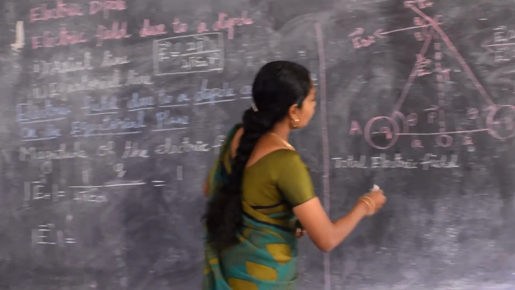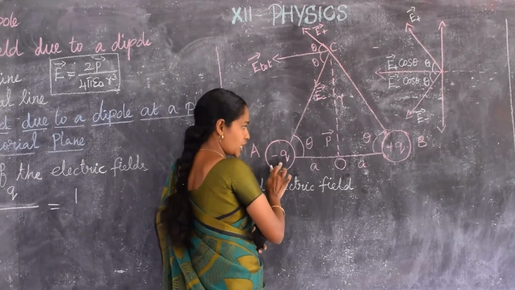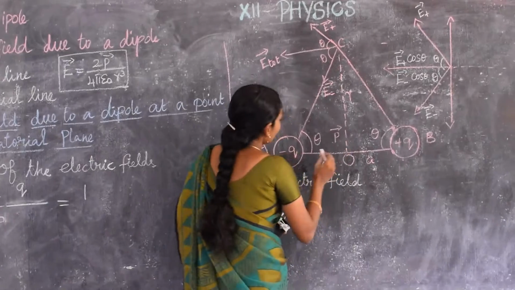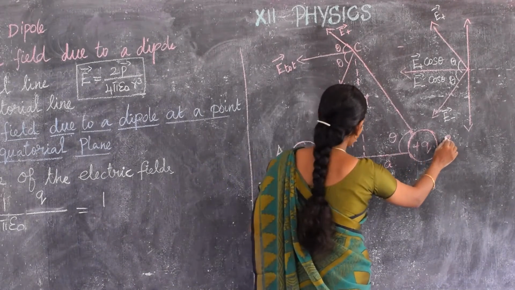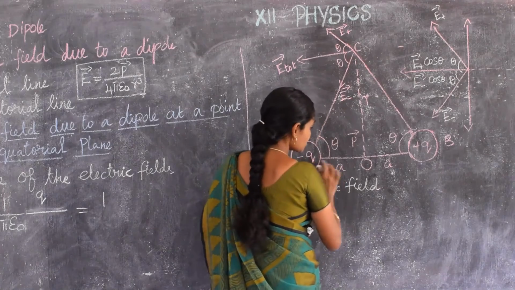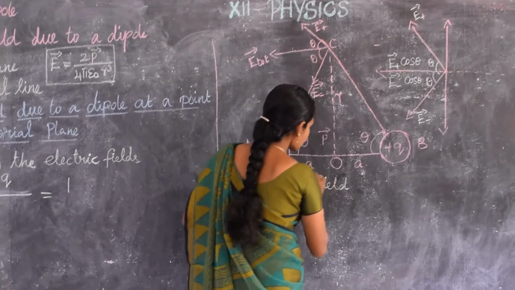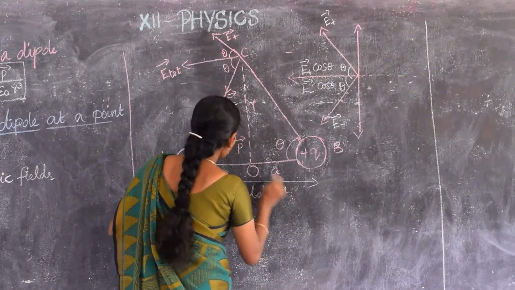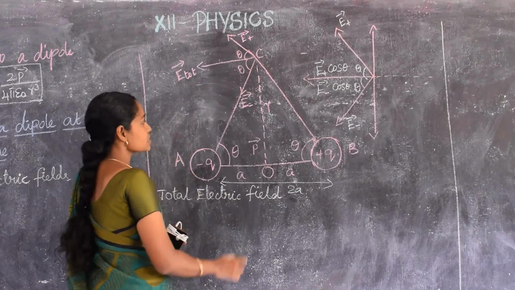So, this is a dipole. Minus q, we know a dipole points from the negative charge towards the positive charge. This is a dipole, and let us mark this point as A and this point as B. So, this length is a and this is also a. So, the total length is 2a. Total length is 2a between these two equal but opposite charges.